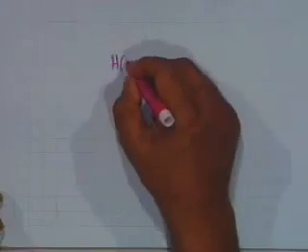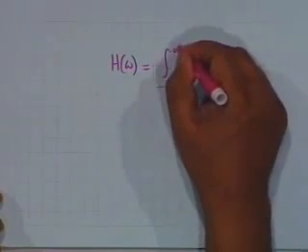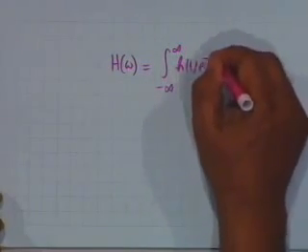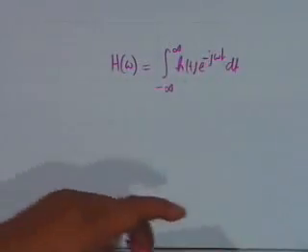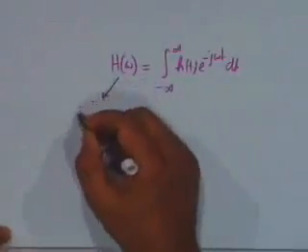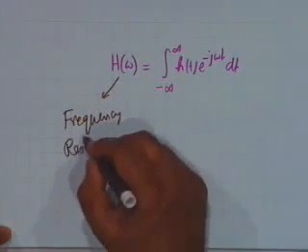This quantity H of omega, which is the Fourier transform of h of t, the integral from minus infinity to infinity of h of t e to the minus j omega t dt, is given a very special name: the frequency response function.